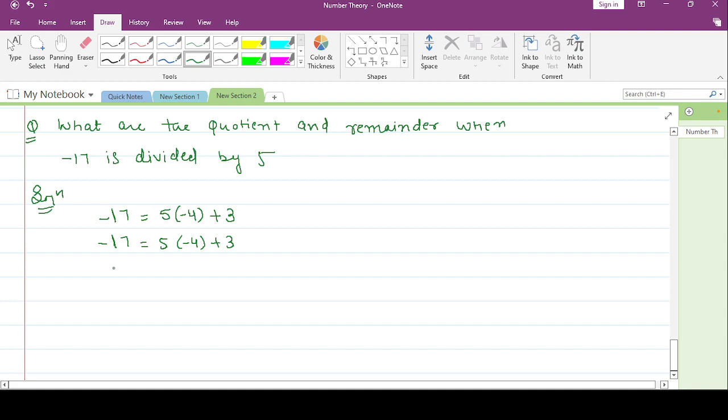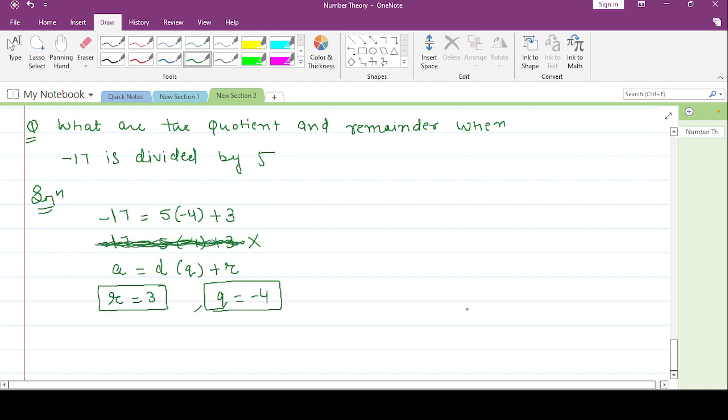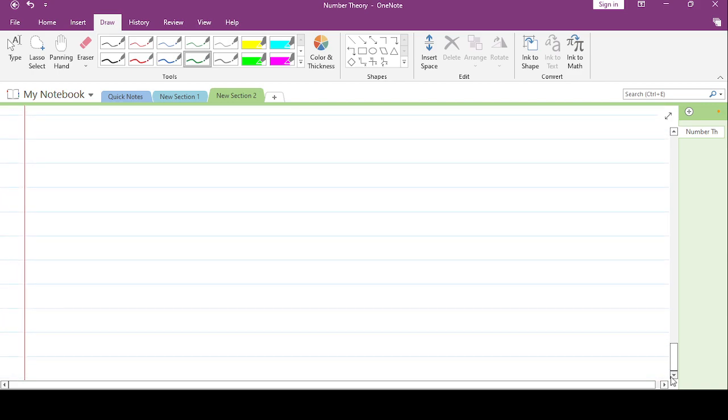Write it as a equal to d into q plus r. If you like, you do not have to write this step. So what is the r value here? The r value here is 3, so the remainder is 3, and the quotient is minus 4. You can delete this step from here. In this way you can find the quotient and the remainder when any negative number is divided by a positive number.